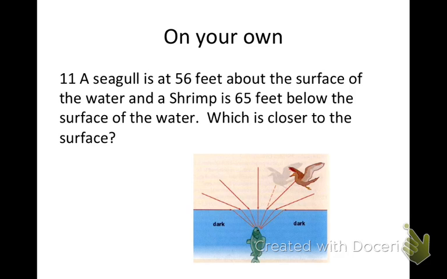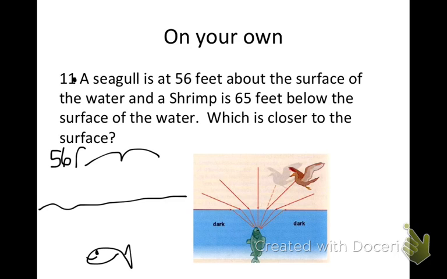Now you're going to do one on your own. This is actually question number 11. So you're going to copy this down into your notebook. Again, make a quick little sketch, right? So you could just do a bird. You could do the water surface. You could do a fish. It's got to be a happy fish. So a seagull is 56 feet above the surface. So your fish is at 56 feet above. And, oopsie, we want a shrimp. I made a fish. So your shrimp or your fish is 56 feet below the surface.